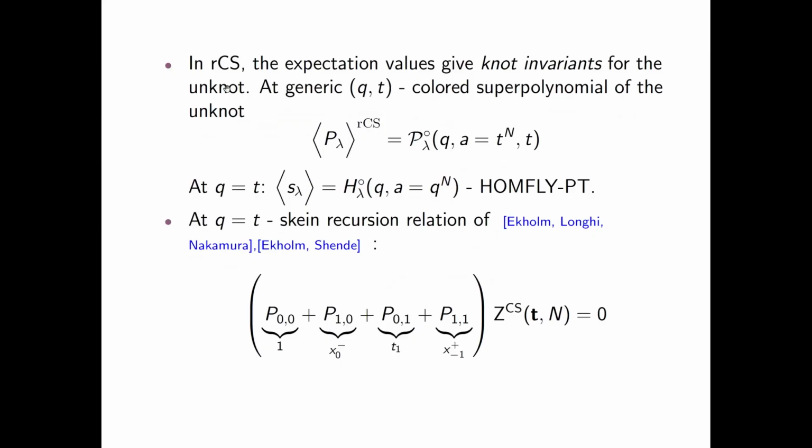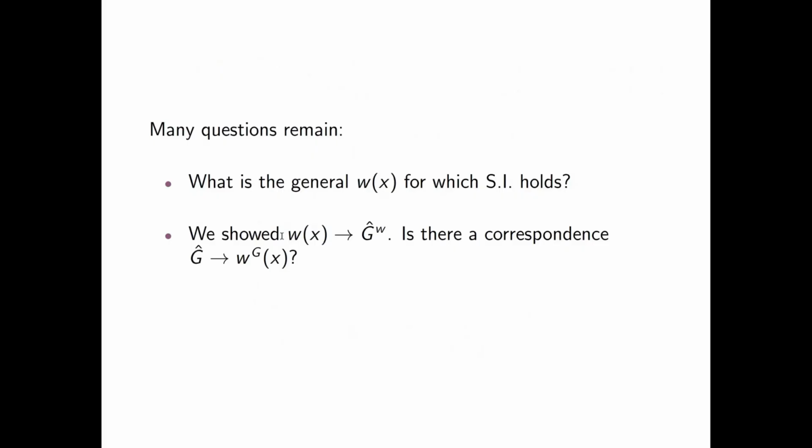In the refined Chern-Simons case, we can match things to what people have done in, roughly speaking, knot theory. And actually, we find that when we put Q equal to T, these equations that we obtained have been obtained from a completely different angle. It's called the skein module, skein theory, so to say. But there are many questions that remain.